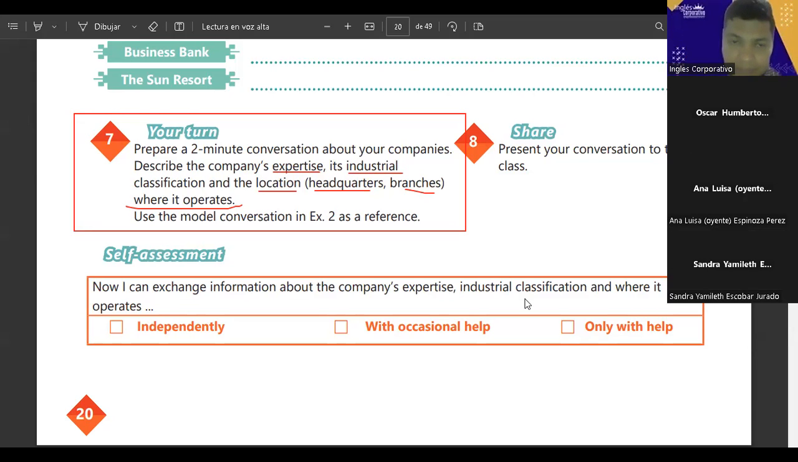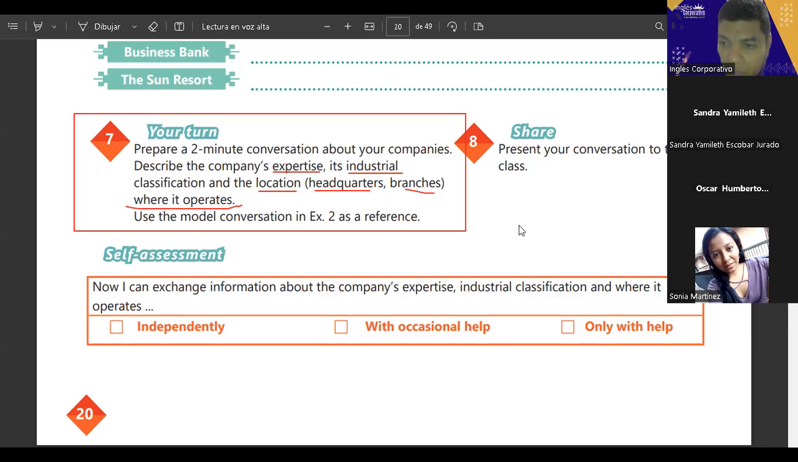Hello, Sandra. Negativo, negativo, teacher. ¿Qué pasó, mi friend? What happened? No sé. Es que esto no, fíjate, está dando problemas. All right. We will see, we will see. Room 6. Oh, yeah. Los demás, Sonia. Hello, Sonia.